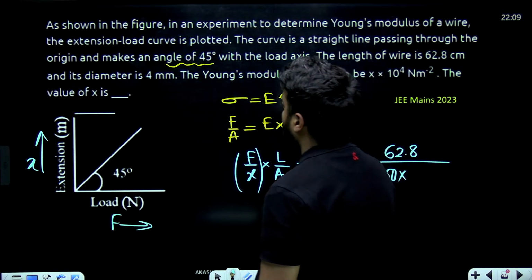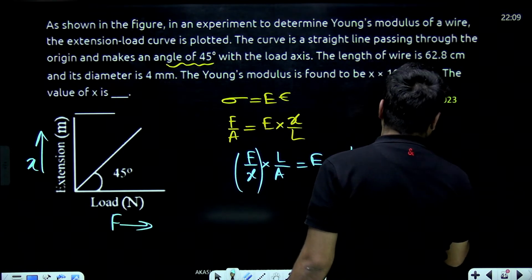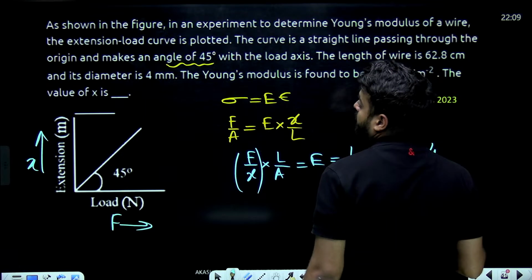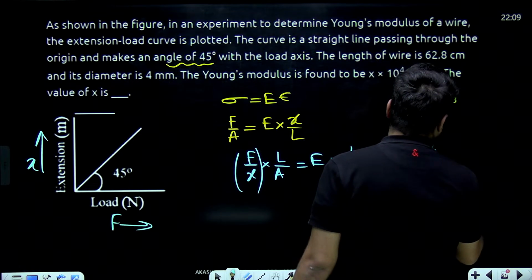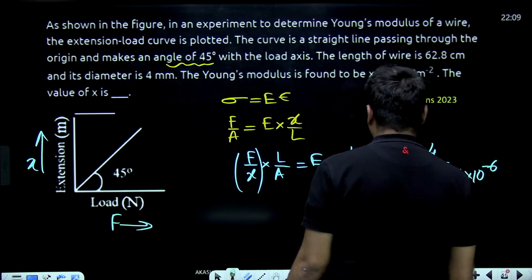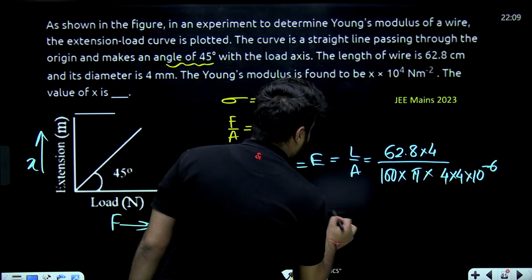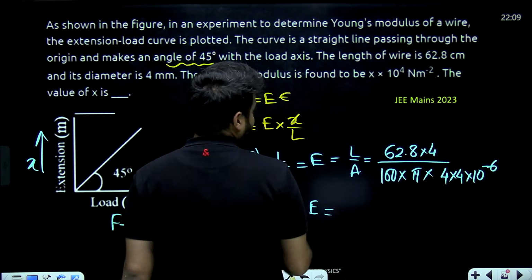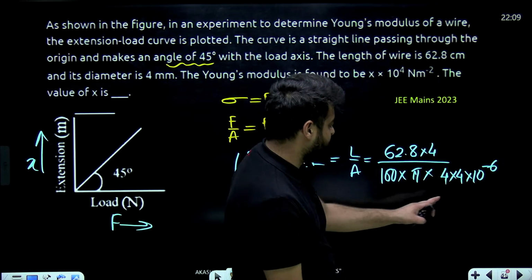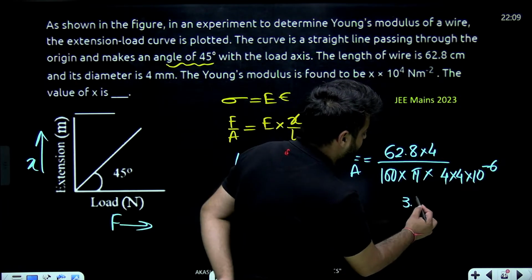What is the area given to you? So that is diameter is given. So pi by 4 into what? D square means 4 square. 4 into 4 into 10 power minus 6. So the E will come out to be, or directly value is coming now. So very simple. Pi is 3.14.